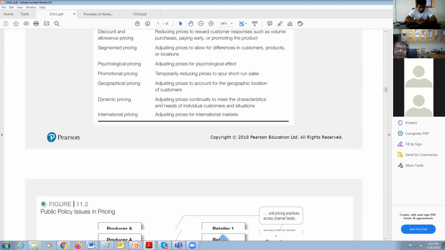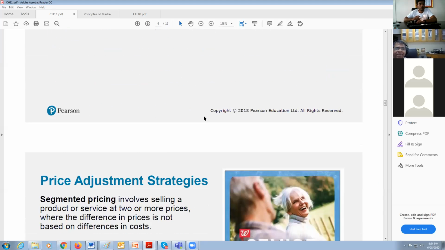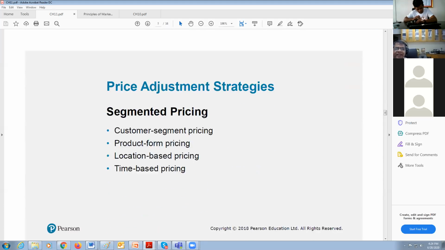Price adjustment strategy. Now, here is the policy. Producer A: price fixing, predatory. Producer B. So producer A: retail price maintenance, retailer price fixing, deceptive pricing to consumers. So producer B doesn't bother about anything, just hits the consumers. Producer A looks into all these factors and then moves forward. Okay, so these are various case studies.